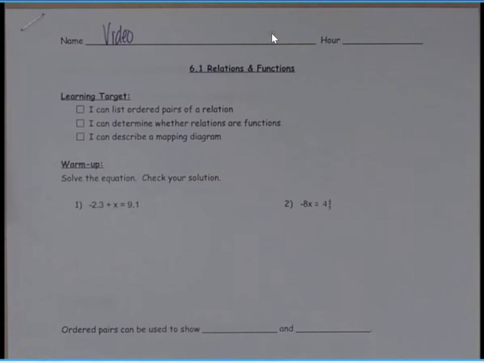All right, everybody, today we're going to look at 6.1 relations and functions. So we're going to list ordered pairs of relation, determine whether relations are functions, and describe a mapping diagram.